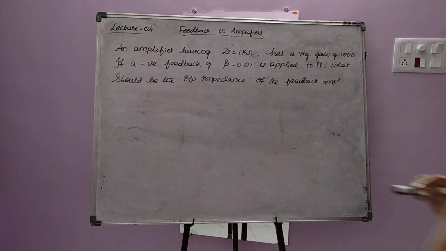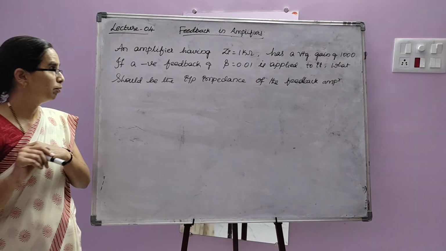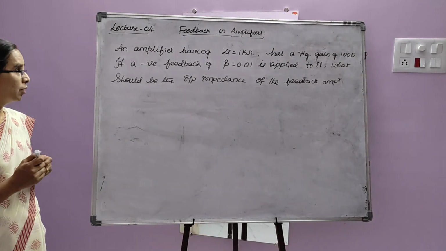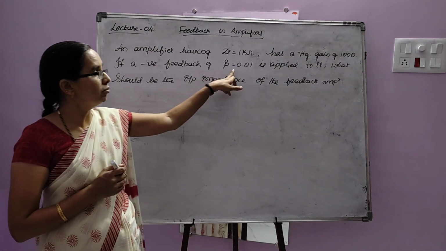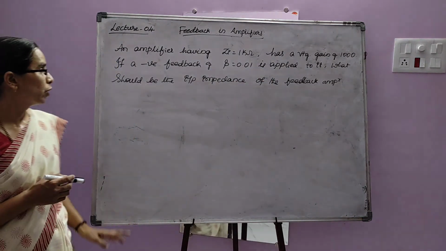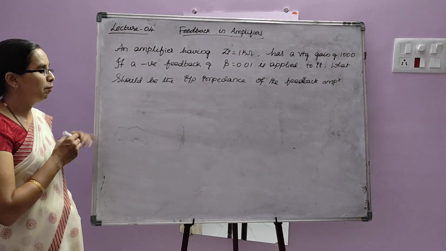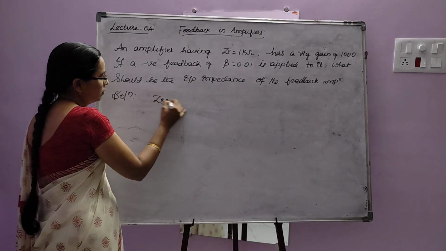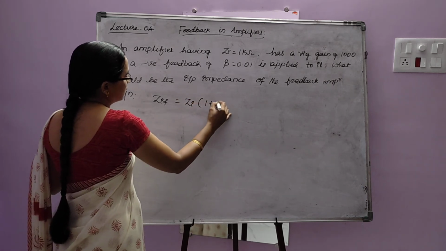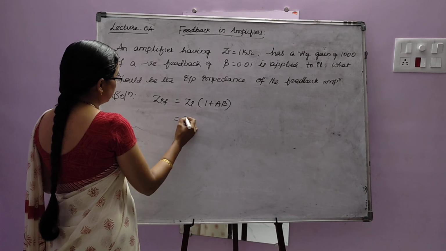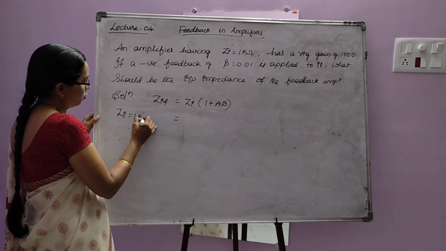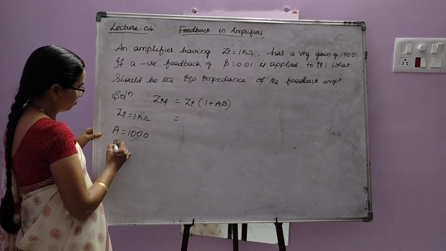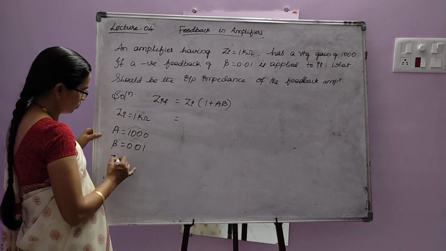Okay, take a problem on input impedance of the amplifiers. An amplifier having Zi equal to 1 kilo ohm has a voltage gain of 1000. If a negative feedback of 0.01 fraction is applied to it, what should be the input impedance of the feedback amplifier? So, solution, we have a formula. Zif is equal to Zi into 1 plus A beta. Zi is given, that is 1 kilo ohm, A is equal to 1000, and feedback fraction is 0.01. We have to find out Zif.